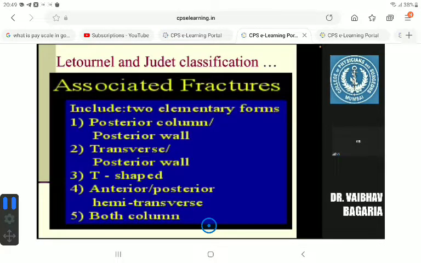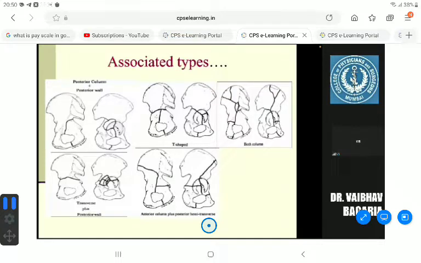Now there can be associated fractures. They can include 2 elementary forms, which is posterior column, posterior wall. So it's standard: a combination of those 5 that I said, posterior column with posterior wall, transverse with posterior wall, T-shaped, where you have got a straight line, anterior with posterior hemi-transverse, or both column fractures. Okay, so these are the complex patterns. Now again, illustrations of these, you can see that there are different fractures: posterior column plus posterior wall, T-shaped, both column, transverse plus posterior wall, anterior column plus posterior hemi-transverse.